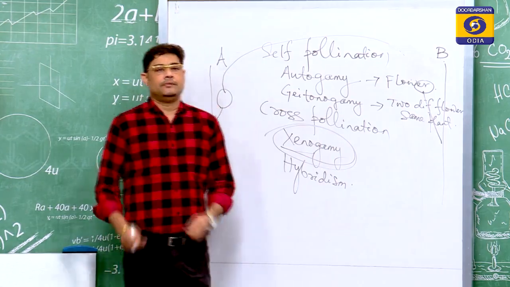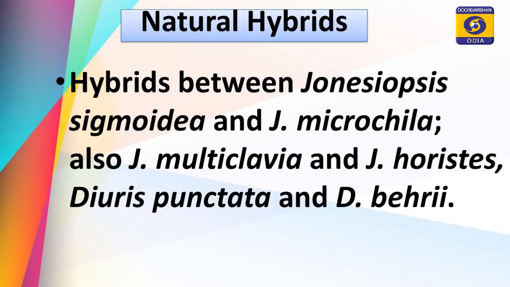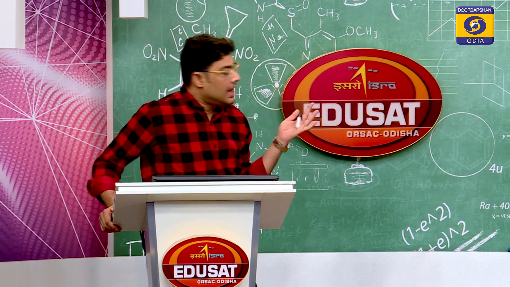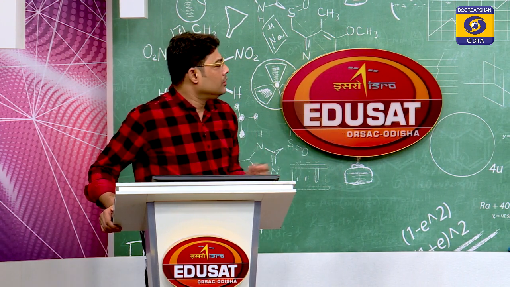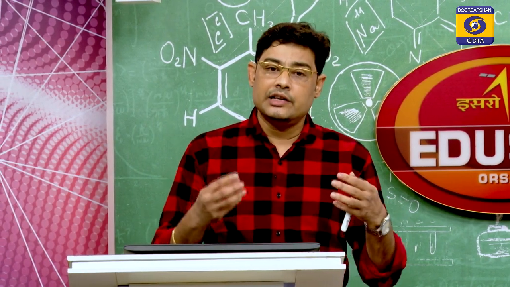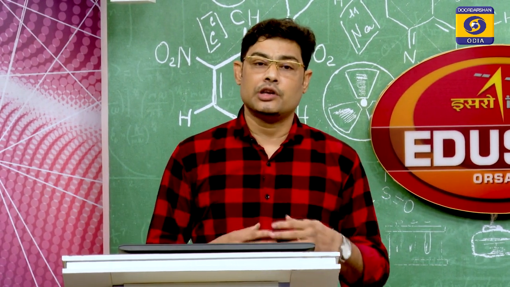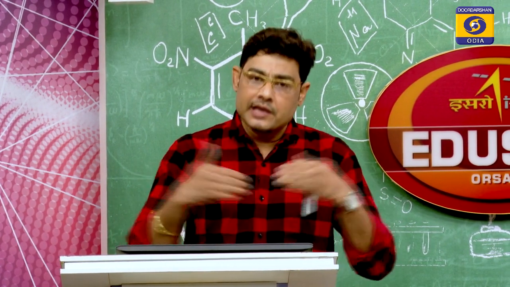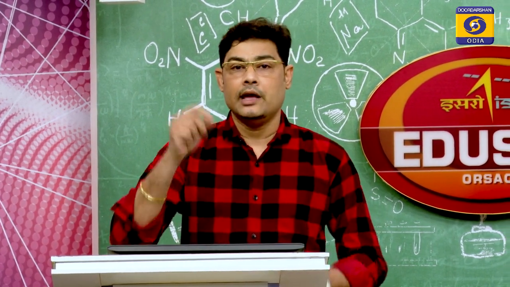Let us see some slides. These are some natural hybrids, that is because of hybridism. Hybrids between Jonopsidium sigmoida and Jonopsidium macrochila. So, these are natural hybrids, because of this cross pollination, hybridism. We can also manipulate different species by cross pollination in breeding programs. The breeders also mix two different types of species by cross pollination.